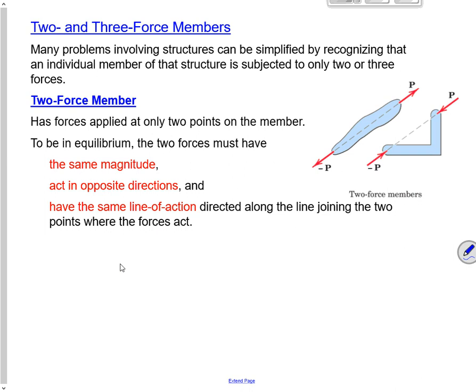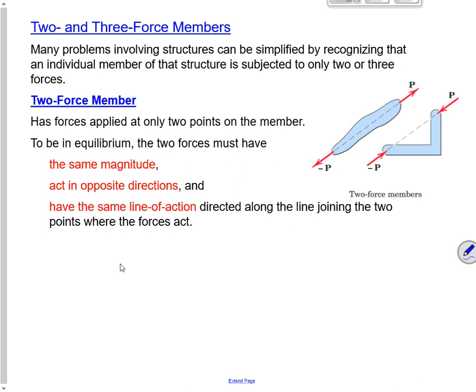An important thing that comes up a lot is when you have two or three force members. We'll do more of this when we get into structures, but if I can recognize that an individual member of a structure is subject to only two forces or only three forces, particularly the two force member, which has a force applied at only two points on the member, then the only way it can be in equilibrium is if those two forces are the same magnitude, opposite directions, and have the same line of action.